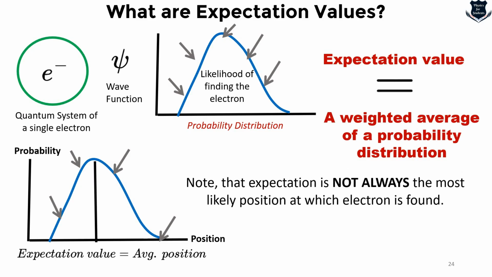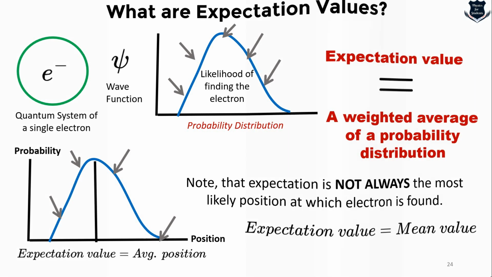But here is a point of caution: the expectation value is not always the most likely place where the electron can be found, because expectation values are actually not the average, but we can say it is equal to the mean value. Now, I will take you through a very simple example so that you can understand that it is not always the most likely to be found.